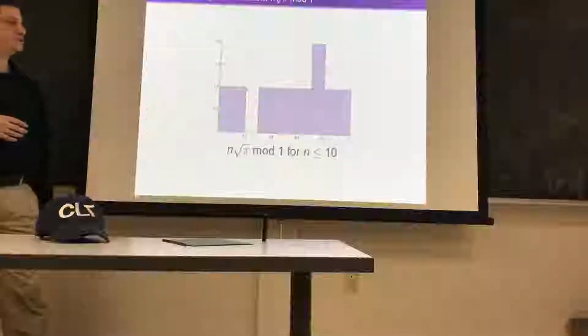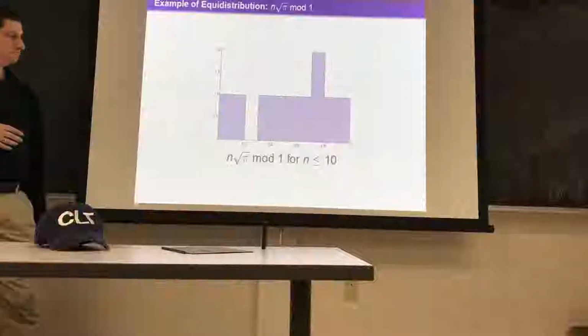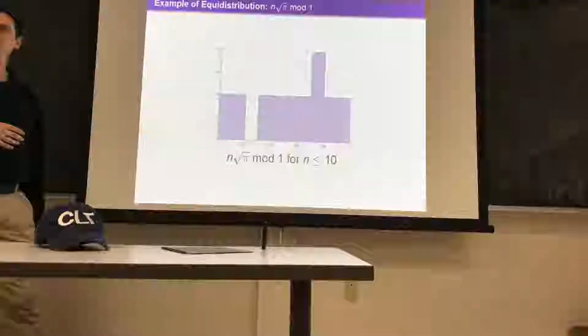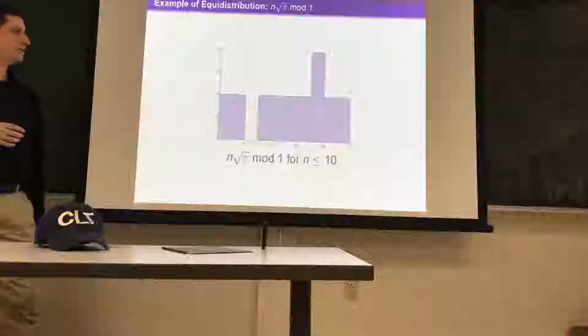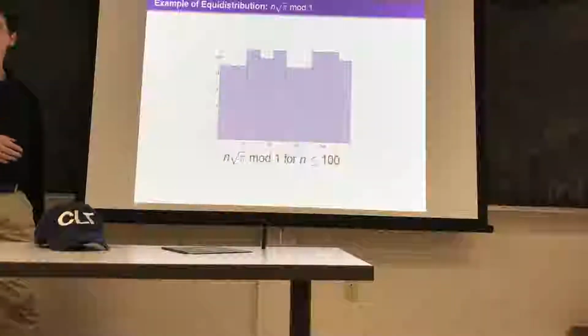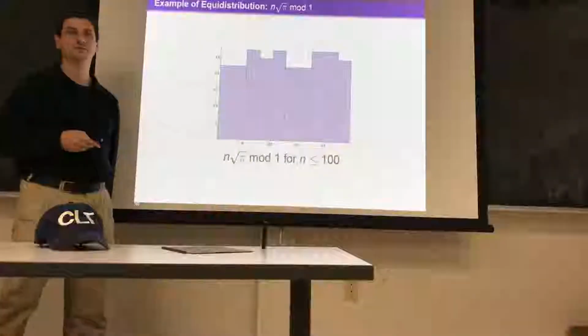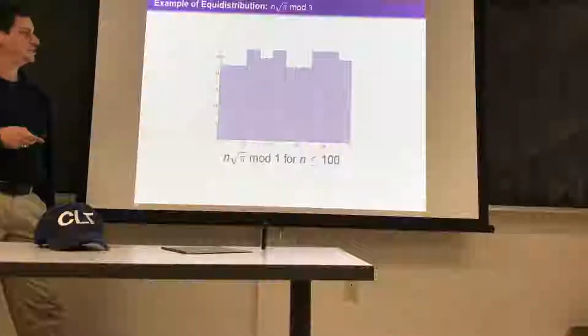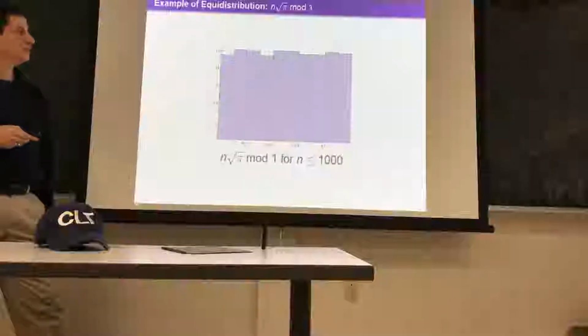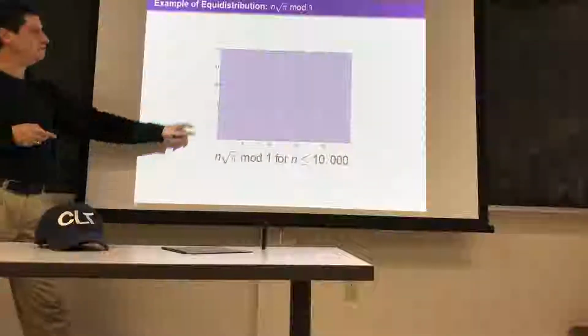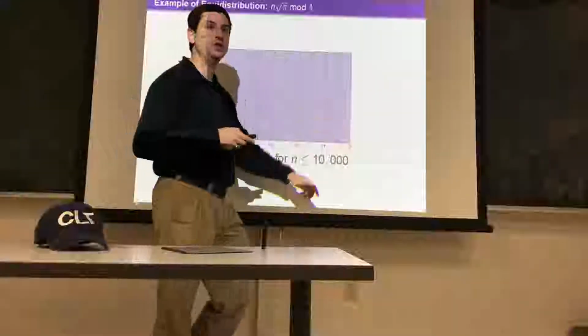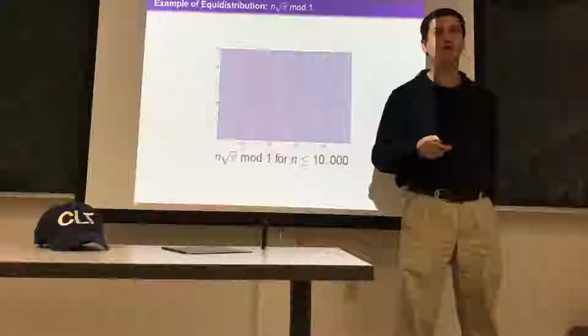Is this convincing to you that n root pi is going to be equidistributed? Okay, what would you like to see? More data. All right, let's look at 100. And again, you can start to see some fluctuations about 1. So you would expect about 10% of the time you should be in each bin. Here's 1,000. And now you need really good eyesight to see the fluctuations. So it's settling into equidistribution very rapidly.